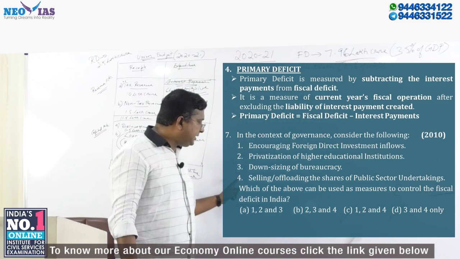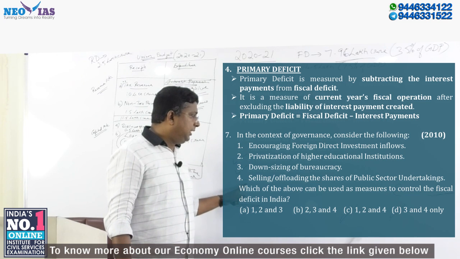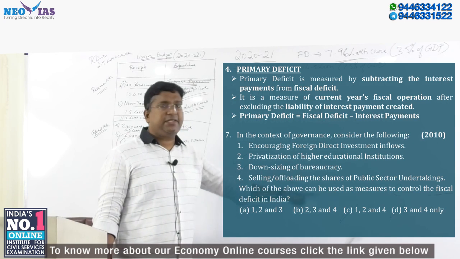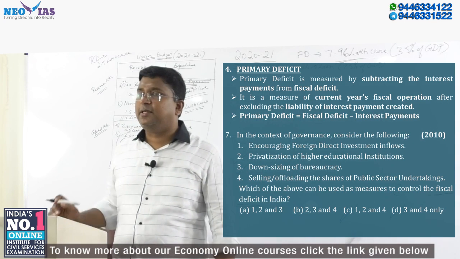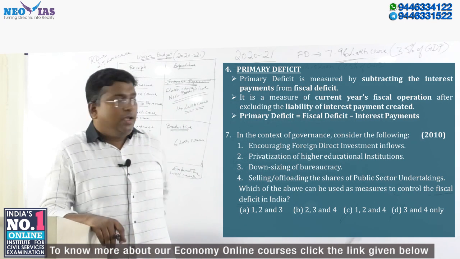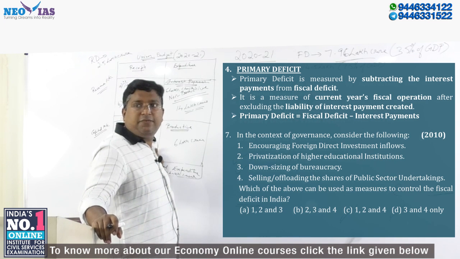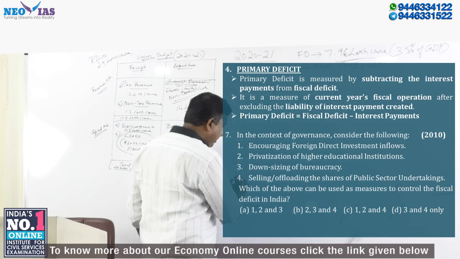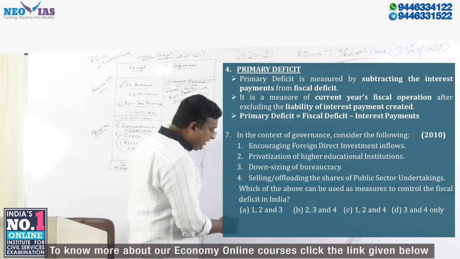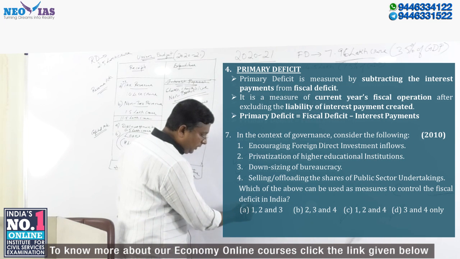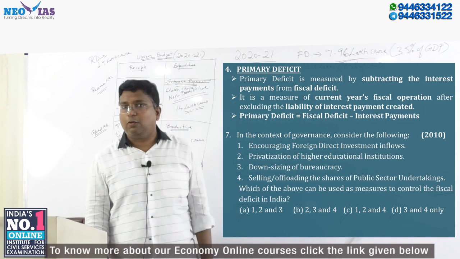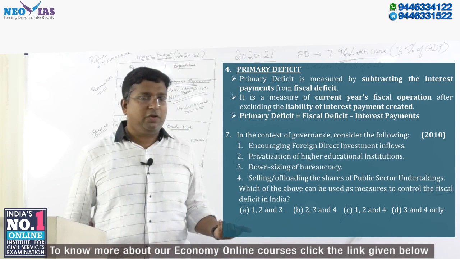See the fourth one. Selling the shares of public sector undertaking. What is selling the shares of public sector? It is disinvestment. So by having disinvestment, we can control fiscal deficit. So fourth statement is correct. So if fourth statement is correct, we can eliminate choice A. Now what is left? What will be the answer?